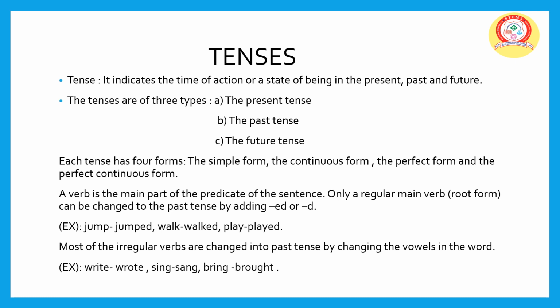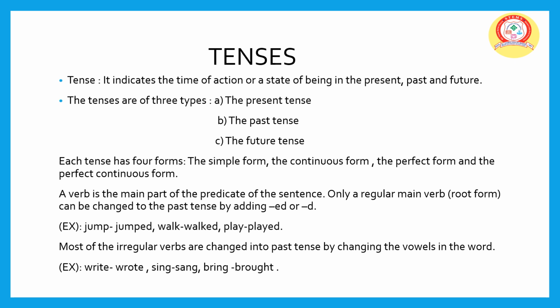So here we all know each of these tenses has four forms: the simple form, the continuous form, the perfect form and the perfect continuous form. So for example, if you take the present tense, it will be the present tense, the present continuous, the present perfect tense and the present perfect continuous tense.